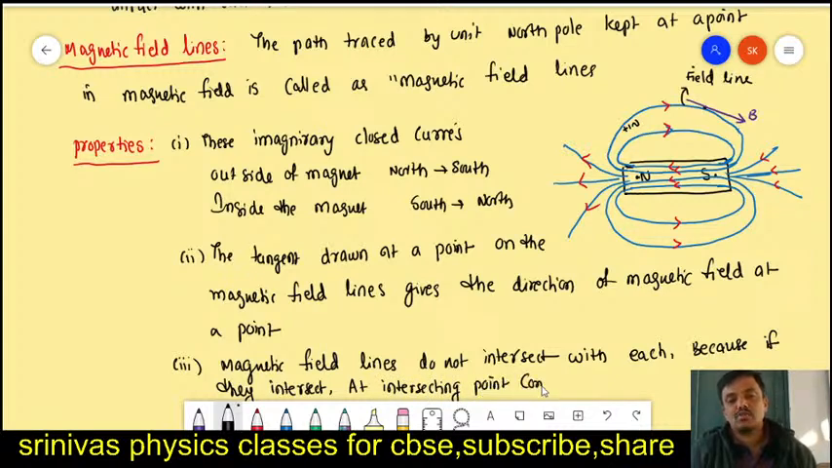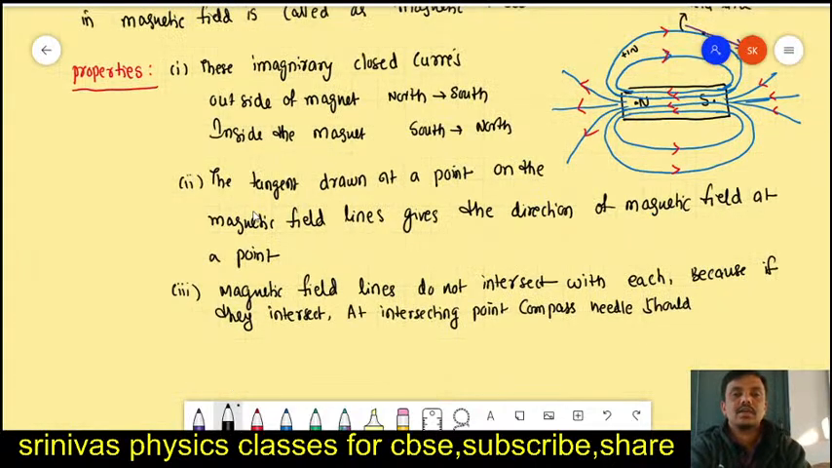the compass pointer should show two directions. The compass needle should show two directions, but it is not possible. Okay, right. You take the screenshot and note it.